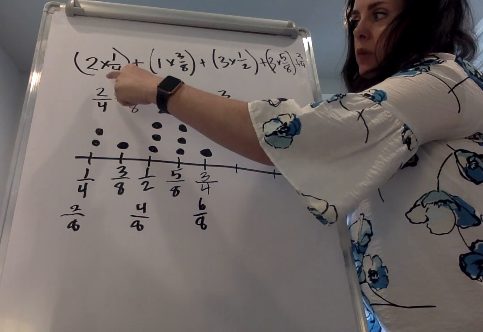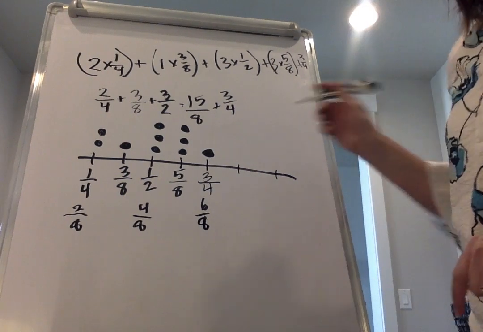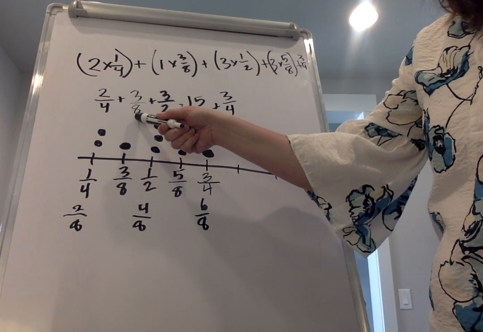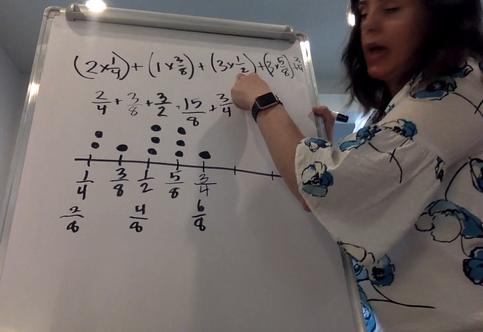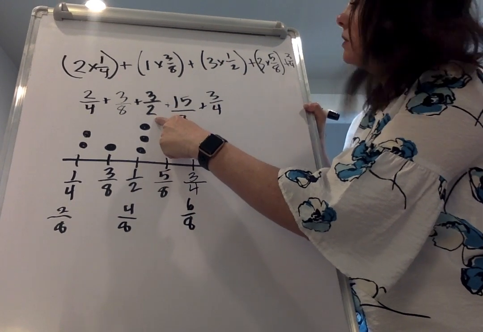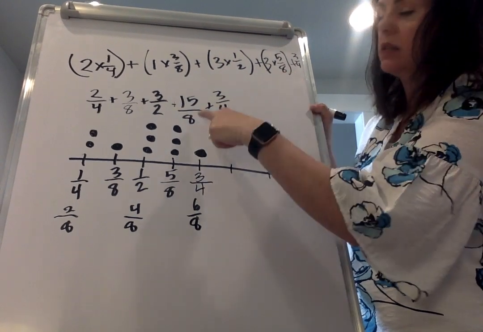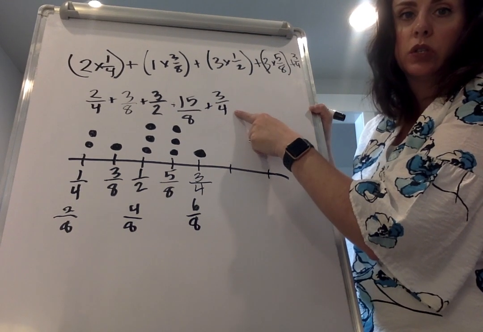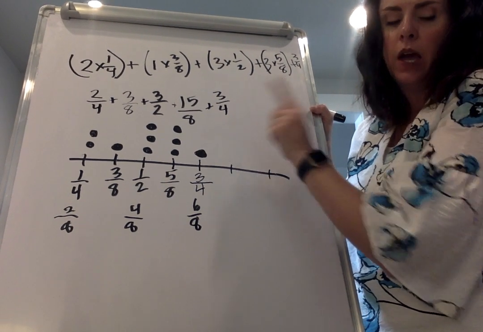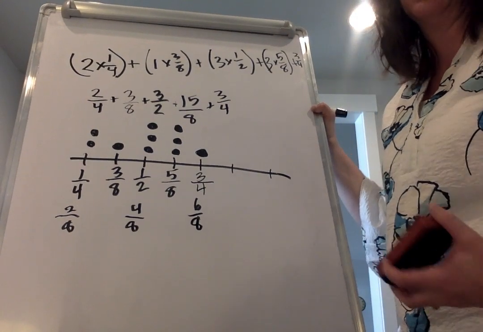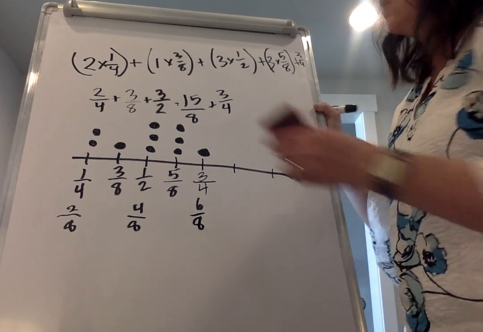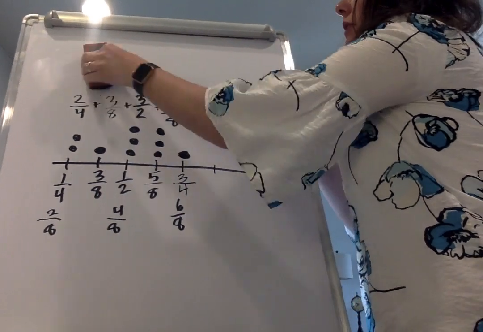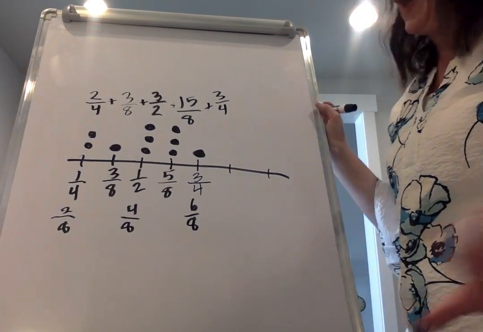Okay, so 2 times 1/4 is 2/4. 1 times 3 is 3/8. 3 times a half is 3/2. 3 times 5/8 is 15/8. And then we've got 1 times 3/4, which is 3/4 right here. Should have written that a little bit better so you can kind of see what our equation was going to be. Okay, so now that we've got that, I'm just going to let that go. And we'll go back to adding these all up.